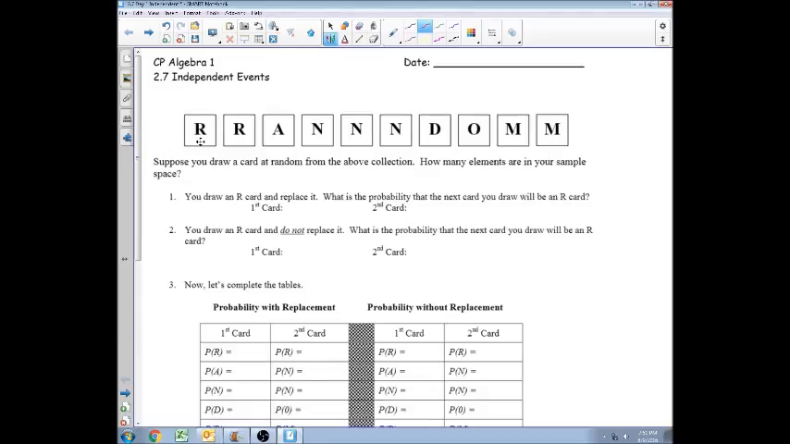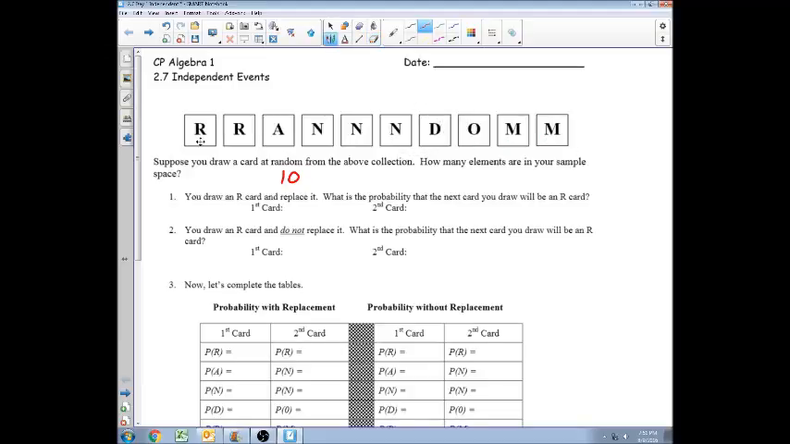So suppose you draw a card at random from the above collection. How many elements are in your sample space? Well, if you remember from our probability lesson, the sample space is the total number of things that can happen, or in this case, the total number of cards. So I have 1, 2, 3, 4, 5, 6, 7, 8, 9, and 10. So there are 10 cards in my sample space.